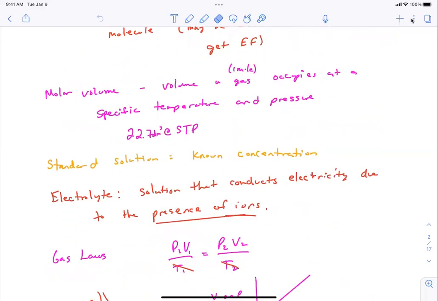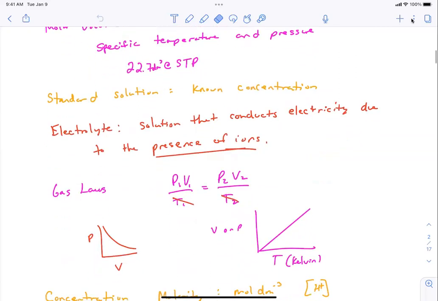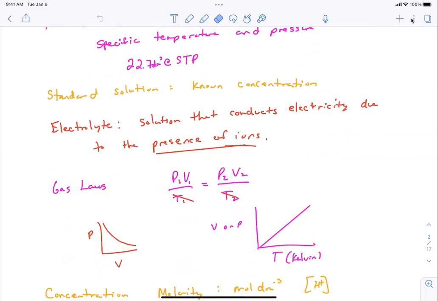Molar volume, this is given in your data booklet, but it is 22.7 decimeters cubed at STP for the IB. Not 22.4, but 22.7, because standard temperature and pressure is 100 kilopascals and 273 Kelvin, not 101.3. Okay. Other terms, standard solution.